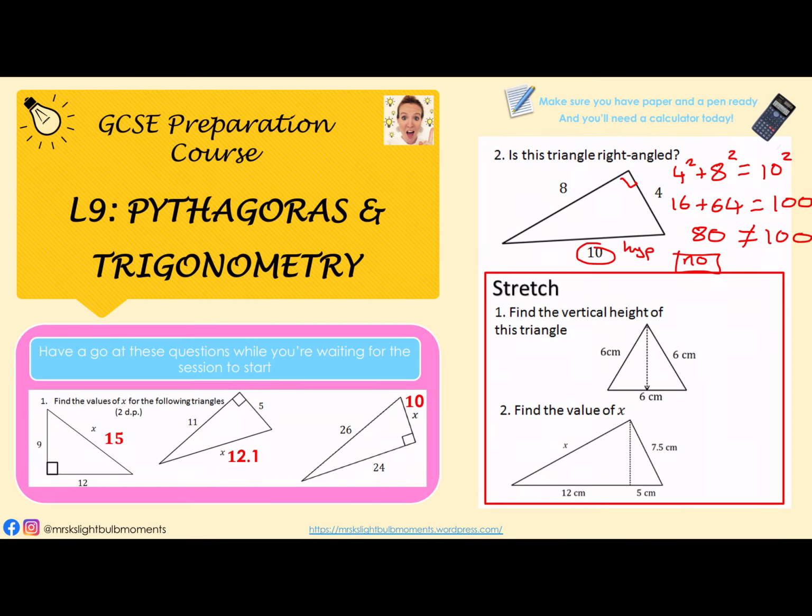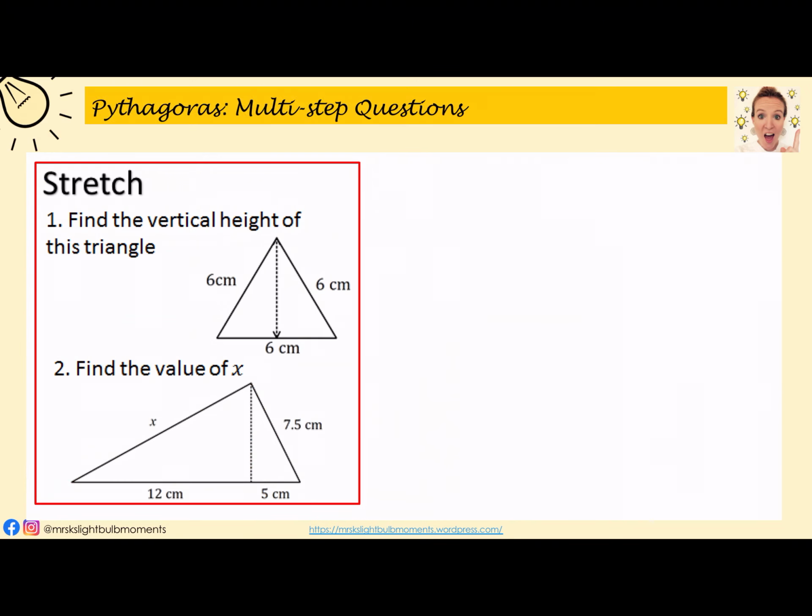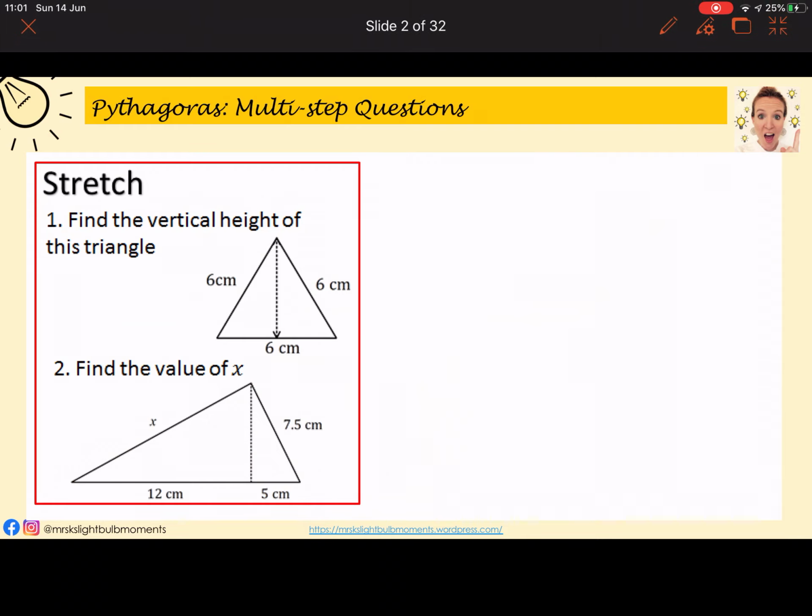So there we go. So, question 1, find the vertical height of this triangle. Now, it wouldn't necessarily have that little dotted line drawn in for you for this question. It's just an equilateral triangle. But you need to know you can draw in dotted lines if they will give you an exact right angle. So we know that if that's drawn in, I can put a right angle there, and I've split this equilateral triangle into 2 right-angled triangles.